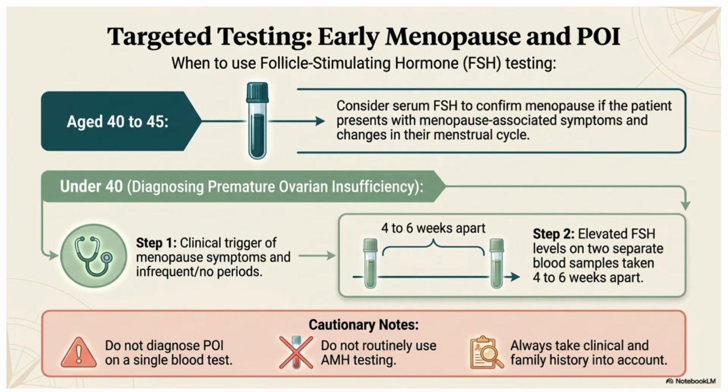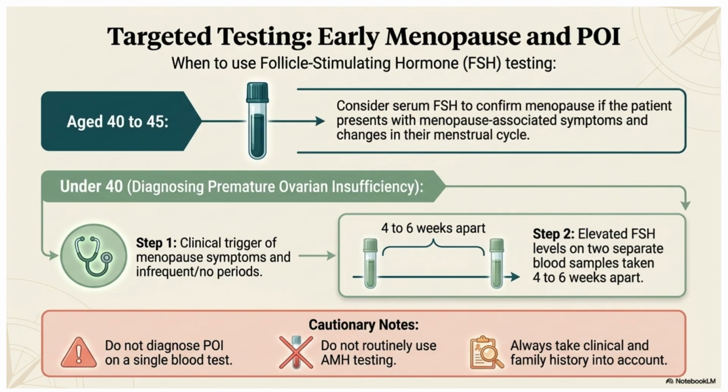Targeted testing for early menopause and premature ovarian insufficiency. Testing becomes more important in younger people. Between ages 40 and 45, consider serum FSH when menopause related symptoms occur with menstrual change. Menopause between 40 and 44 is described as early menopause. Under 40, consider premature ovarian insufficiency. We call it POI from here on. This means ovarian function has reduced much earlier than expected.